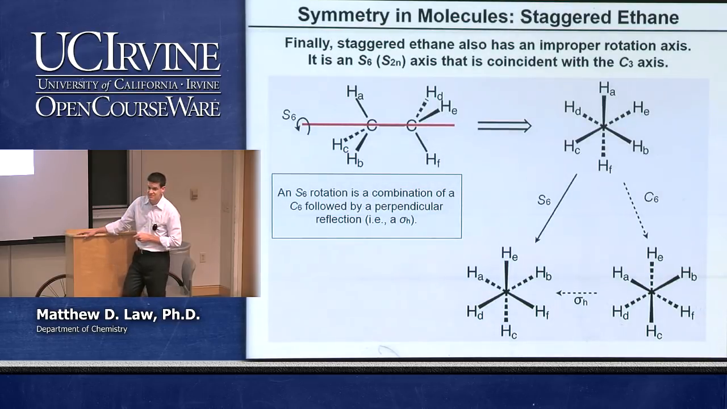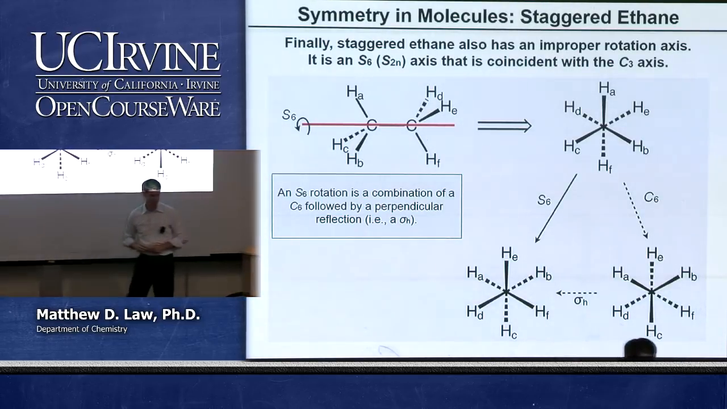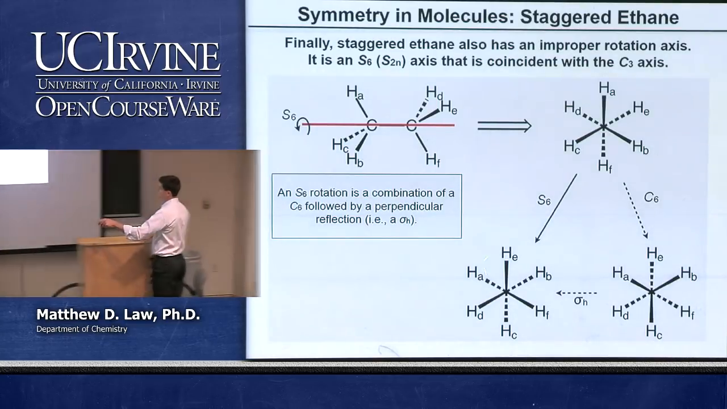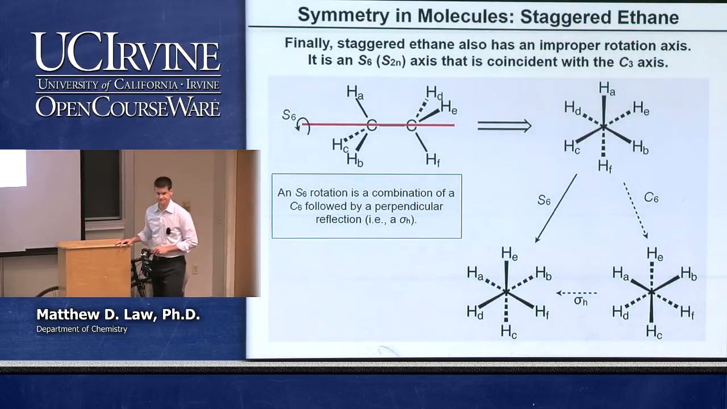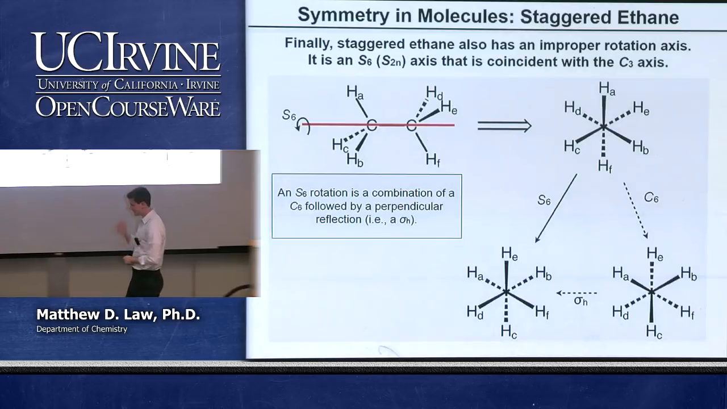Okay? Notice that a C6 does not generate an equivalent configuration. Right? This is not the same as this because these atoms here are pointed out at us and they were pointed in the same orientation before. So C6 is not cool, but an S6 is because after we do our C6 operation, we perform our perpendicular reflection. That pops HA, B, and C into the plane and brings D, E, and F out of the plane. It gives us this orientation after that perpendicular reflection. And this orientation here is an equivalent configuration to this guy. Okay? So the C6 is not a good operation, but the S6 is a good operation.